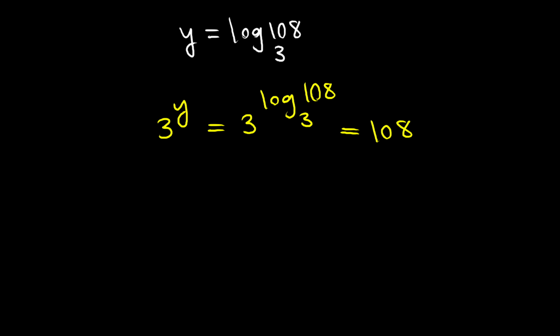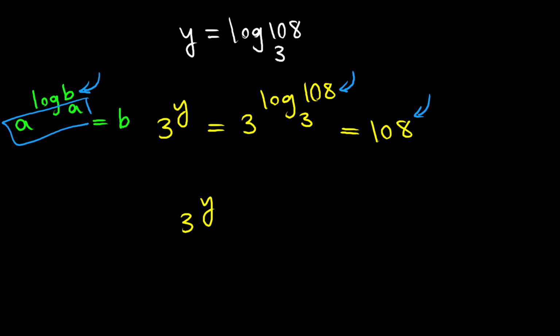Because whenever we have something like a to the power of log of b with base a, this is going to be equal to b. So whenever the bases are equal, the answer is going to be the number above, which is b. So in this case, it is going to be 108. So the answer is 108. Great. So 3 to the power of y equals 108. And remember that 2 to the power of x was equal to 3 to the power of y. So this is also equal to 108.